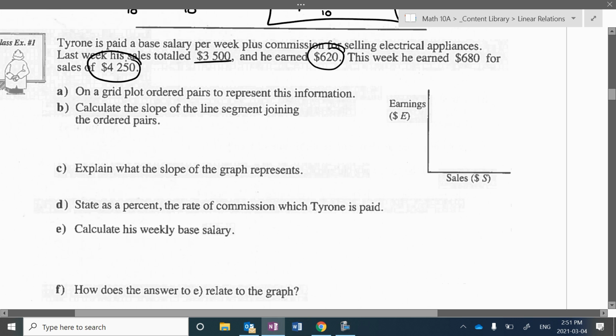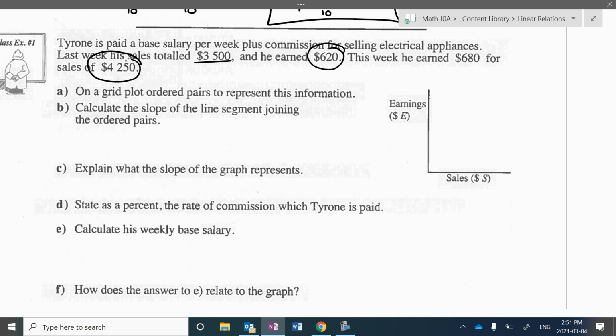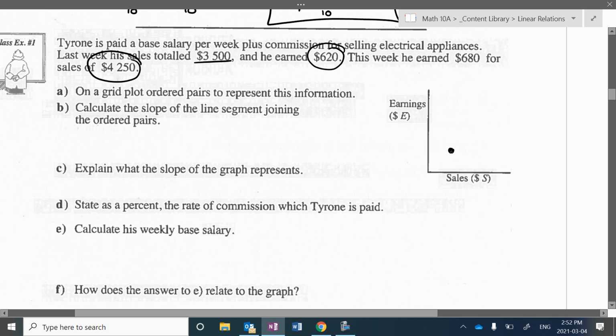Questions like this, often we provide a little sketch of a graph for you. Pay close attention to what's already labeled. In this case, they've labeled X as sales and Y as earnings. I'm going to draw a sketch, very arbitrarily. My first point, sales is 3,500 and earnings is 620. The second data point, they sold more, so it's further to the right at 4,250, and earned 680.